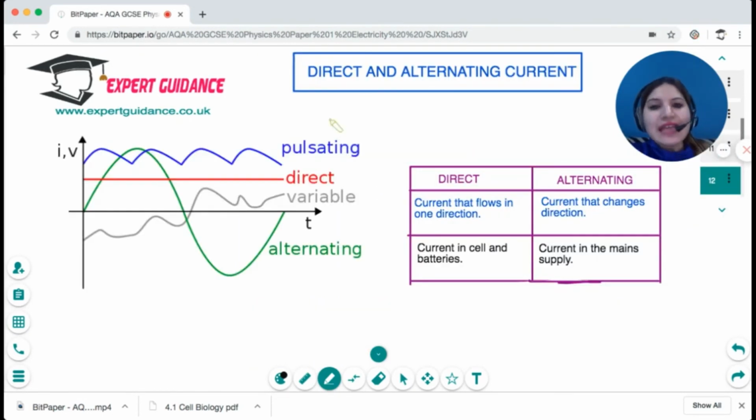Okay. Next is, there are two types of current, direct and alternating current. Direct current flows in one direction. You can see the graph is just a straight line. It is the current in cells and batteries. In alternating current, the current switches direction, and this is what is there in the mains supply.